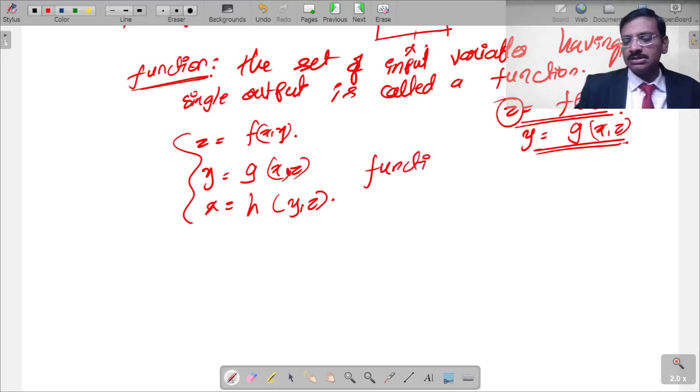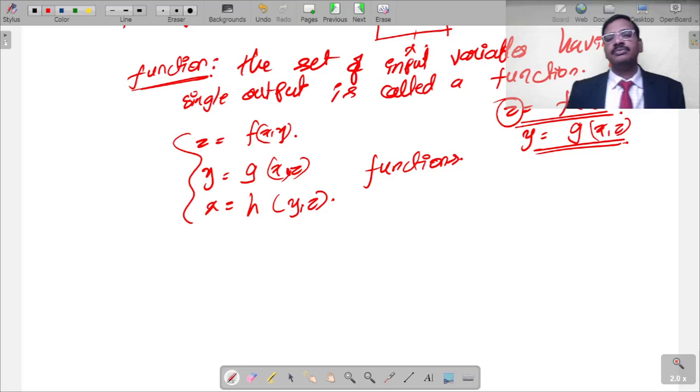So this is called the function, right? A function is usually a relation between variables. There is one output variable, and there can be more than one input variable, but the condition is that only one output has to be there.